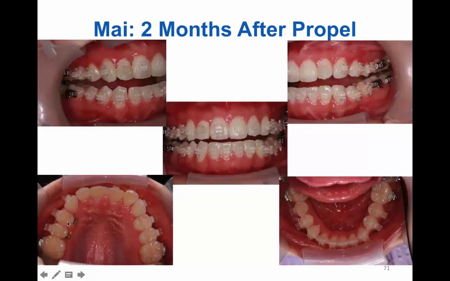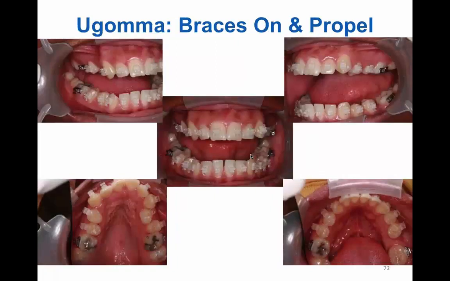This is 2 months after using Propel, and you can see that although we're not quite finished yet, you can see that we've achieved quite a bit of derotation in this area where that tooth was previously rotated at least 45 degrees. Also on the lower arch too, this tooth is almost completely uprighted after just 2 months.